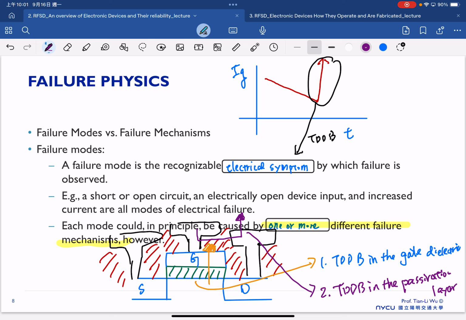Now you can see that with one electrical symptom, in the end, we can possibly have two different mechanisms. But in the end, that always leads to the same failure mode, the same electrical degradation.